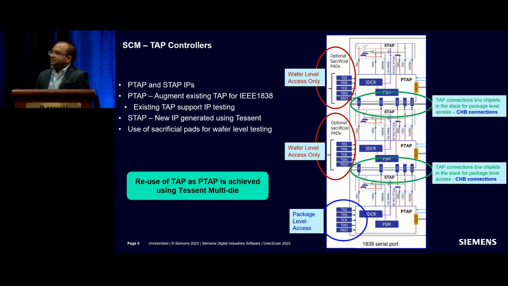And these connections in the green could be copper bond connections, or these could be micro bumps. And the way we have done it within Broadcom, like I mentioned, we have our own TAP controller which supports a lot of IPs. So the existing TAP controller has been used as is, with some minor enhancement to support 3D. And the STAP is a new IP that we are using from Tessent. So that solves the first problem, which is the SCM part of the standard.